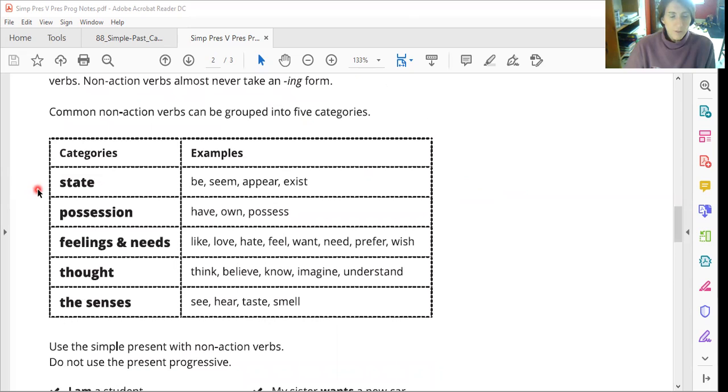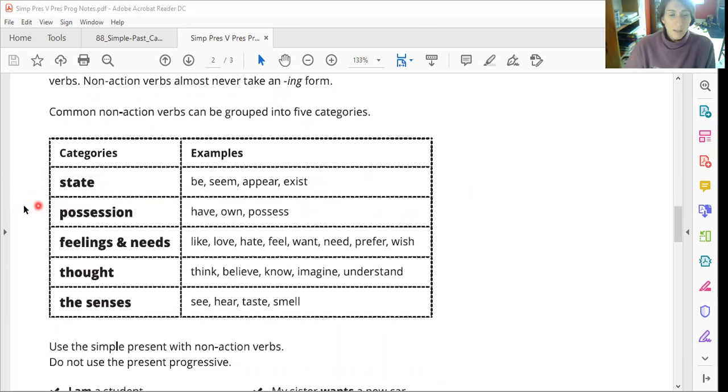So our first category is a state. These verbs are be, seem, appear, exist. Okay? So we can make sentences like, I am a teacher. I am happy. That's my state. Or he seems sad. That's his state. Or she appears to be very smart.